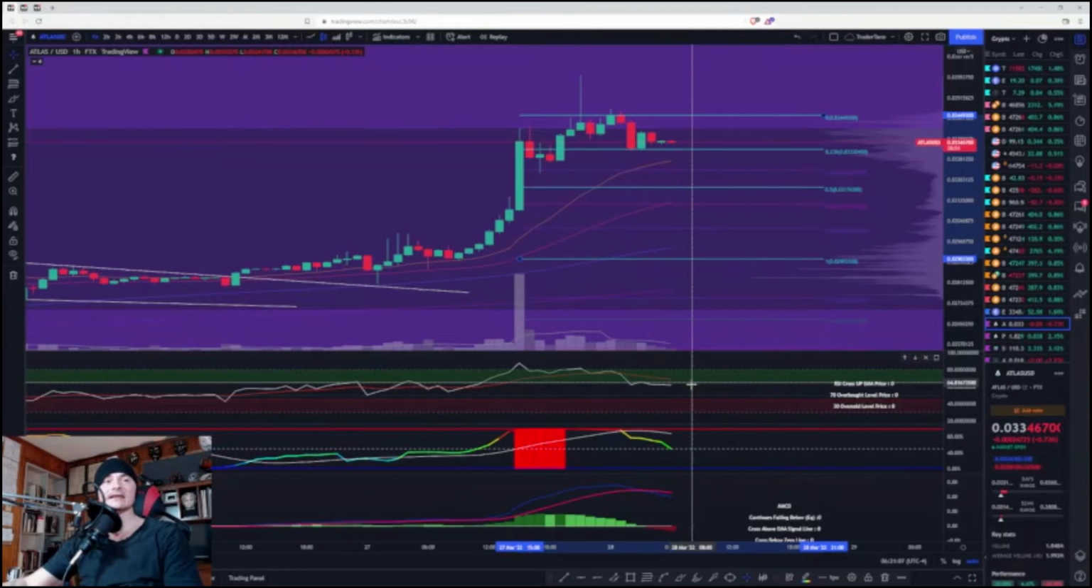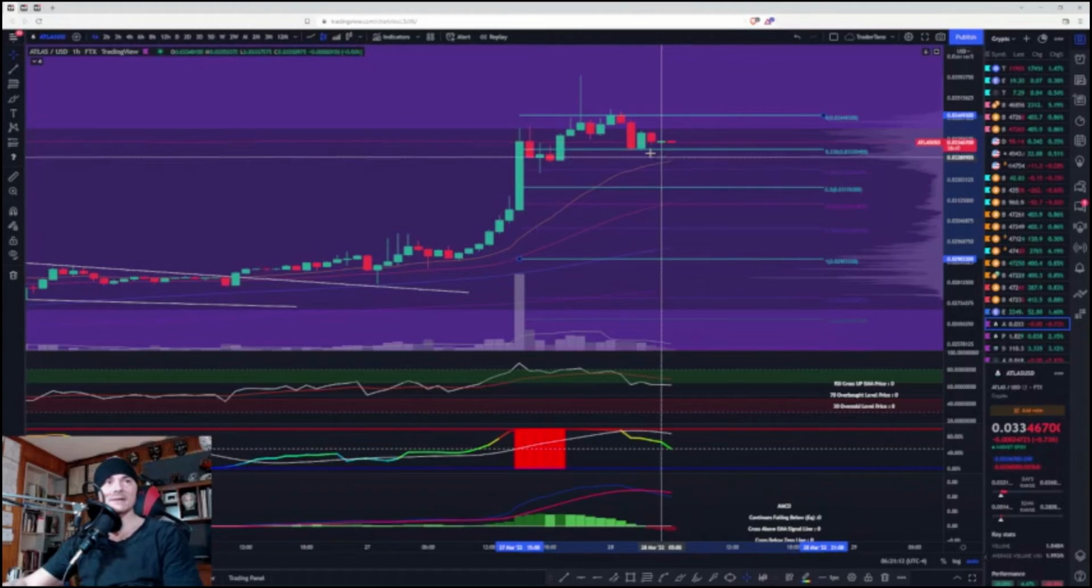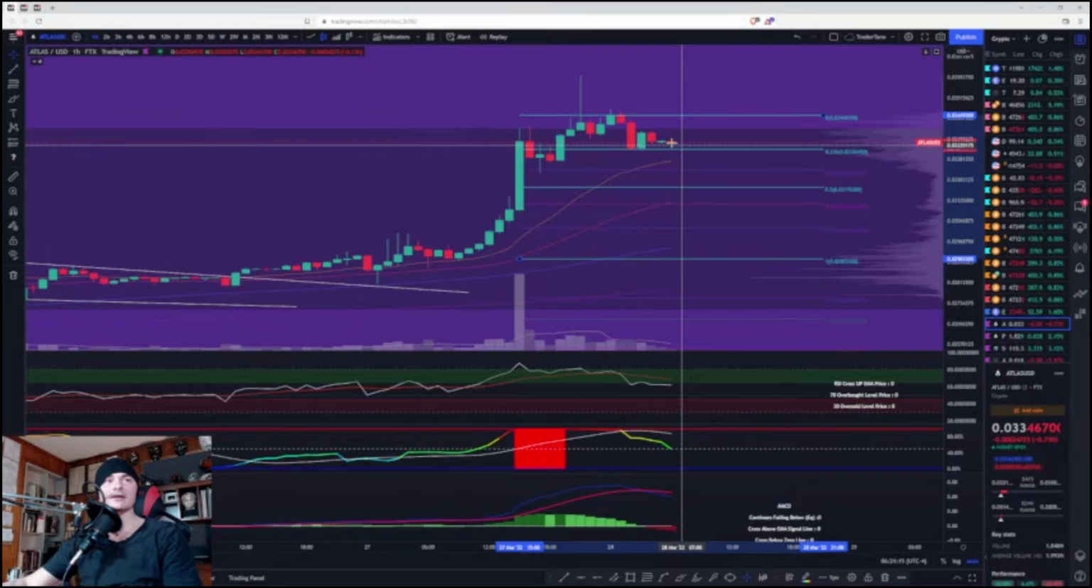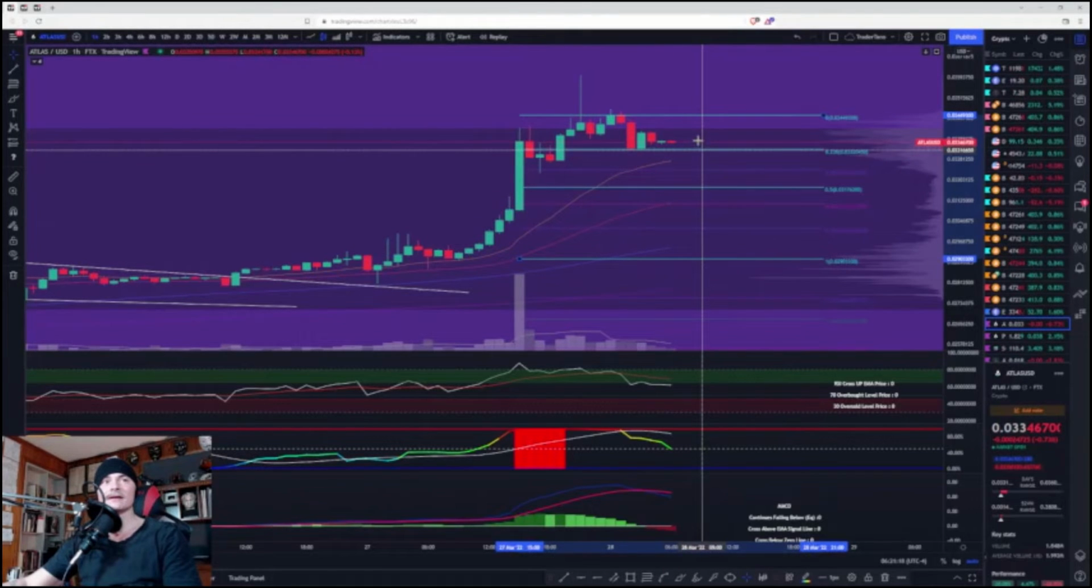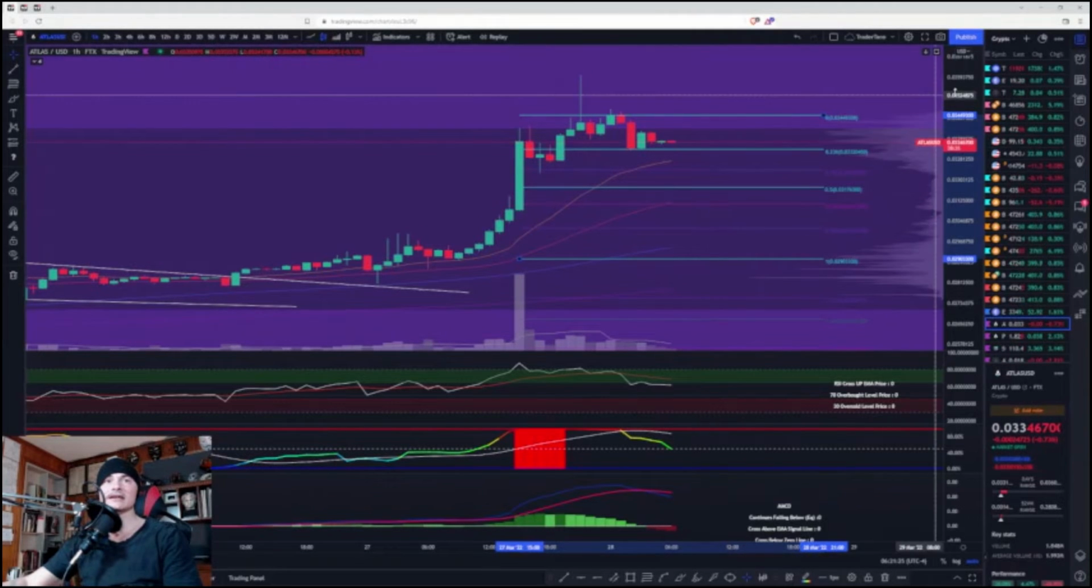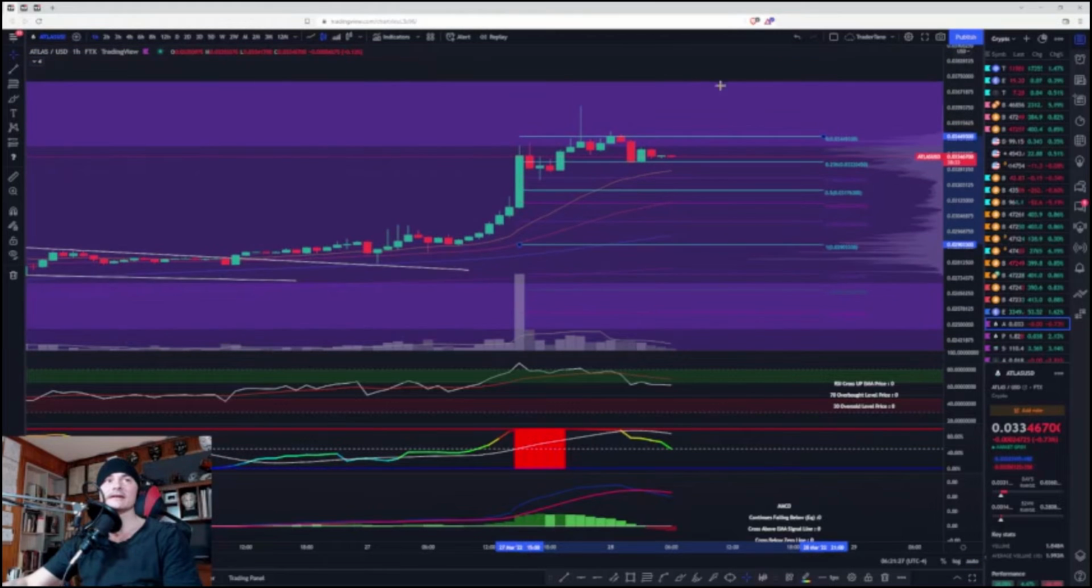RSI is in the neutral median zone. Oh, we already covered that. So yeah, Atlas looks like we are definitely in a pullback mode. I don't think the pullback is over unless Bitcoin rockets off. If Bitcoin rockets off, I feel like we're going to go a lot higher. Let's see the next upside targets. Basically, the next upside target would be at 0.0371.